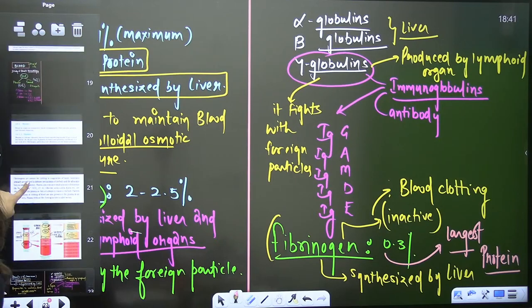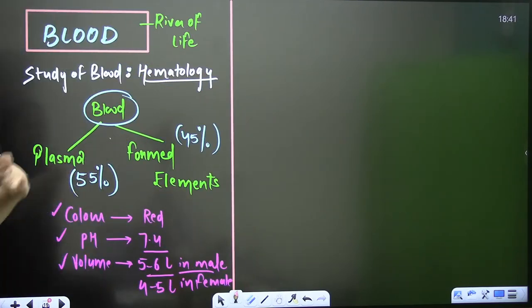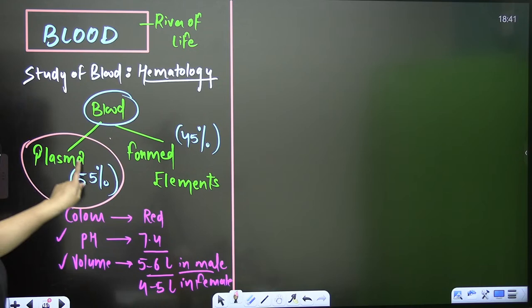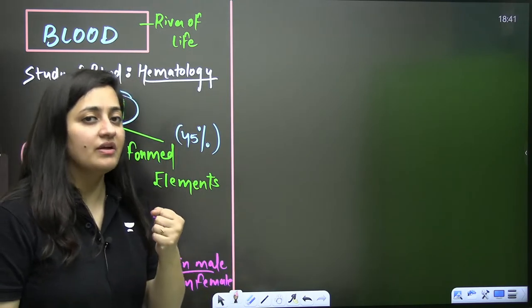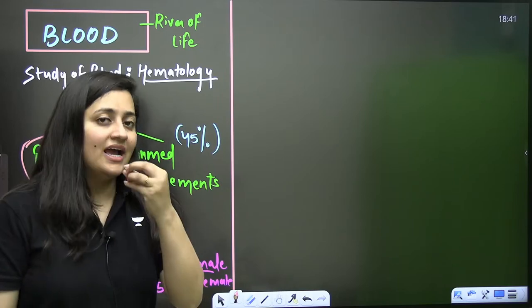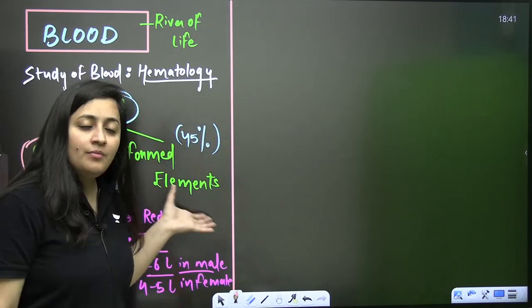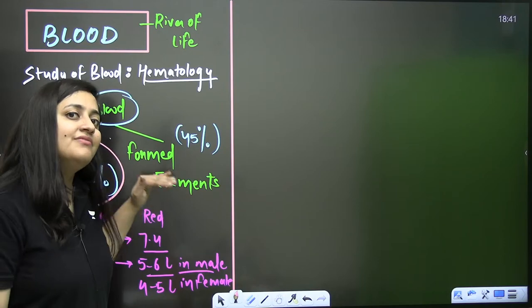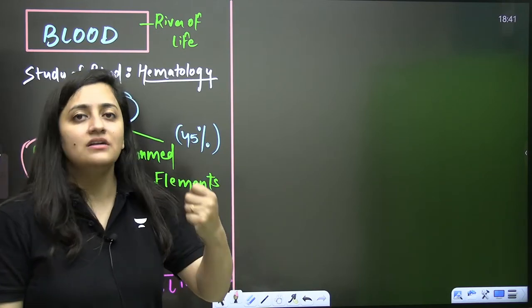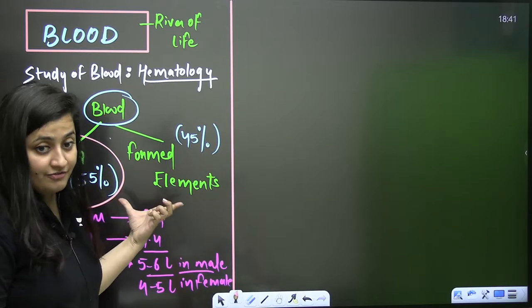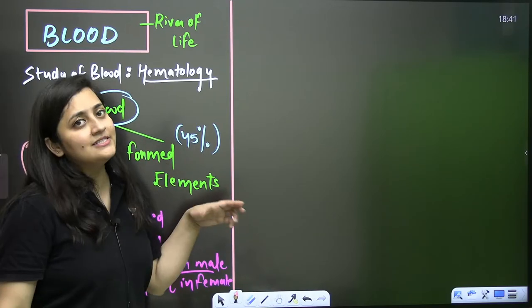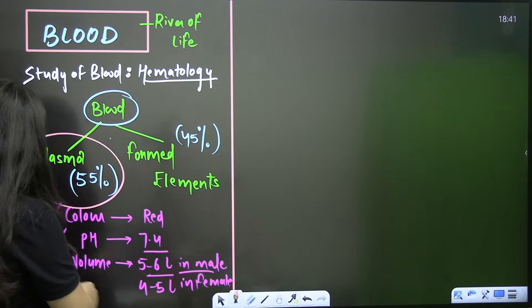So let's have a quick revision. Blood makes plasma, which is 55%, straw colored, kind of pale yellow, having water, having proteins, having solutes, having waste. When you are talking about the formed elements, we have the cells: RBCs, WBCs, platelets. Clear, bache? So plasma is 55% of the blood, formed elements are 45% of the blood, right?